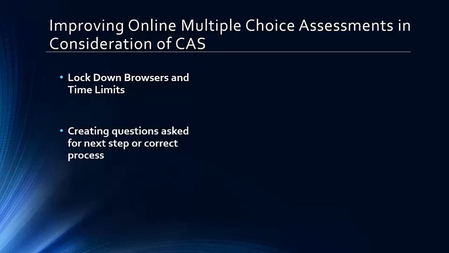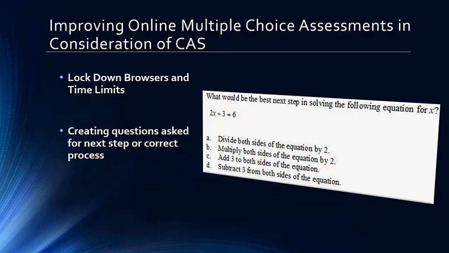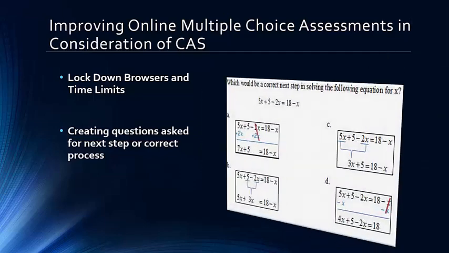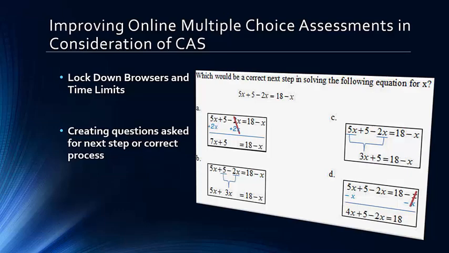Questions asked for the next step or correct process. Asking students for the next best strategy or step to solve a problem may help a little, but many CAS systems will also show you the steps to solve the problem. The answer choices can be shown verbally or visually as illustrated in the examples shown.